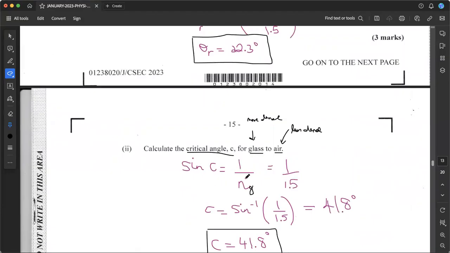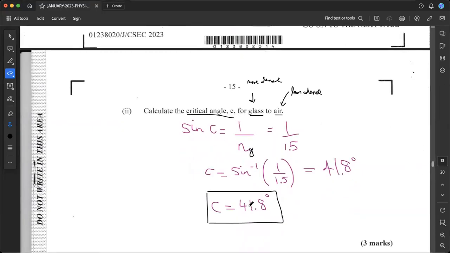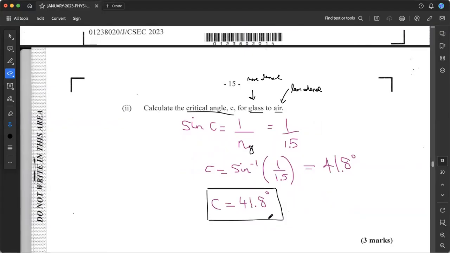Sine C is equal to 1 over the refractive index of glass. And so we can plug in the refractive index of glass here. That's 1.5. And then, of course, we have to do the inverse sine to come out with our actual angle, which we ended up getting 41.8 degrees for. So that's all that we have to do here, really. Just apply this formula for critical angle, but make sure that you know that the refractive index in that formula is for your more dense medium, which in this case is glass. And then we're good. So we got 41.8 for its critical angle, and that's 3 marks. We're good to go.